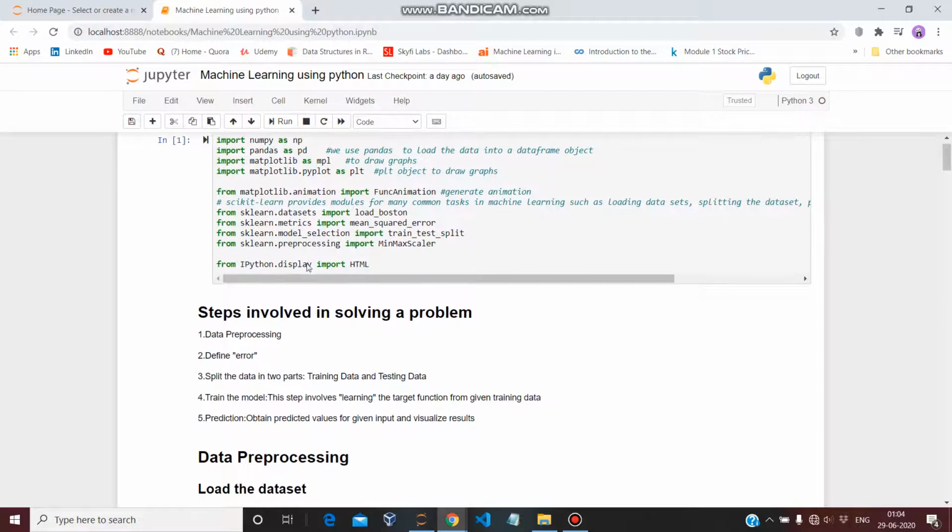Okay, so these are the steps. Step one is our data pre-processing. Second, we will define the error function. Third, we will split the data into two parts, that is training data and testing data. The fourth step is we will train our model. And fifth is we will predict the price.